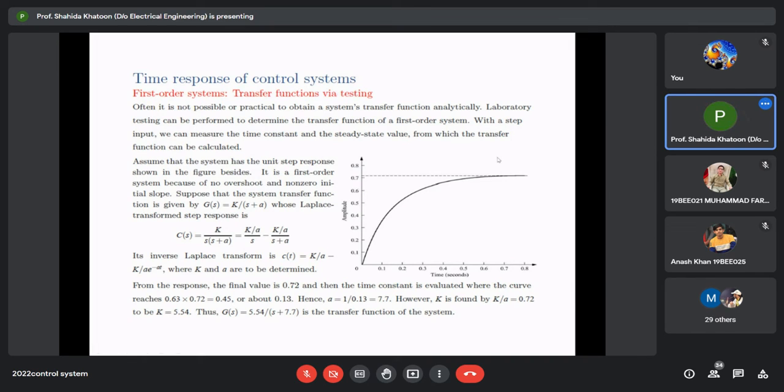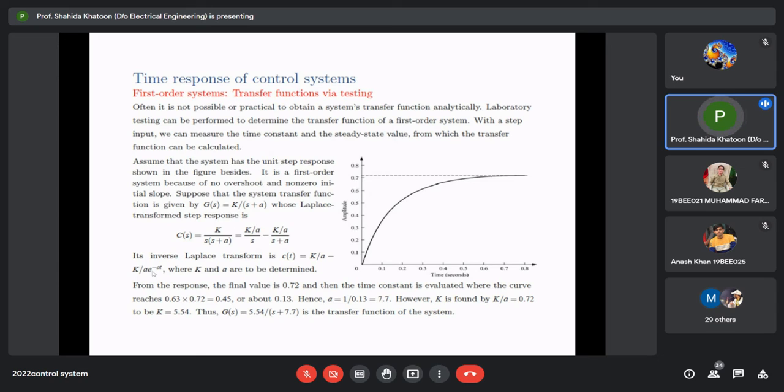Suppose we have this with us. Then suppose that the system transfer function is given by G(s) equal to k upon s plus a, whose Laplace transform will be k upon s into (s plus a). So it is basically (k by a) upon s minus (k by a) upon (s plus a). If you take the inverse Laplace transform, it is c(t) equal to k by a minus (k upon a) e to the power minus at, where k and a are to be determined.